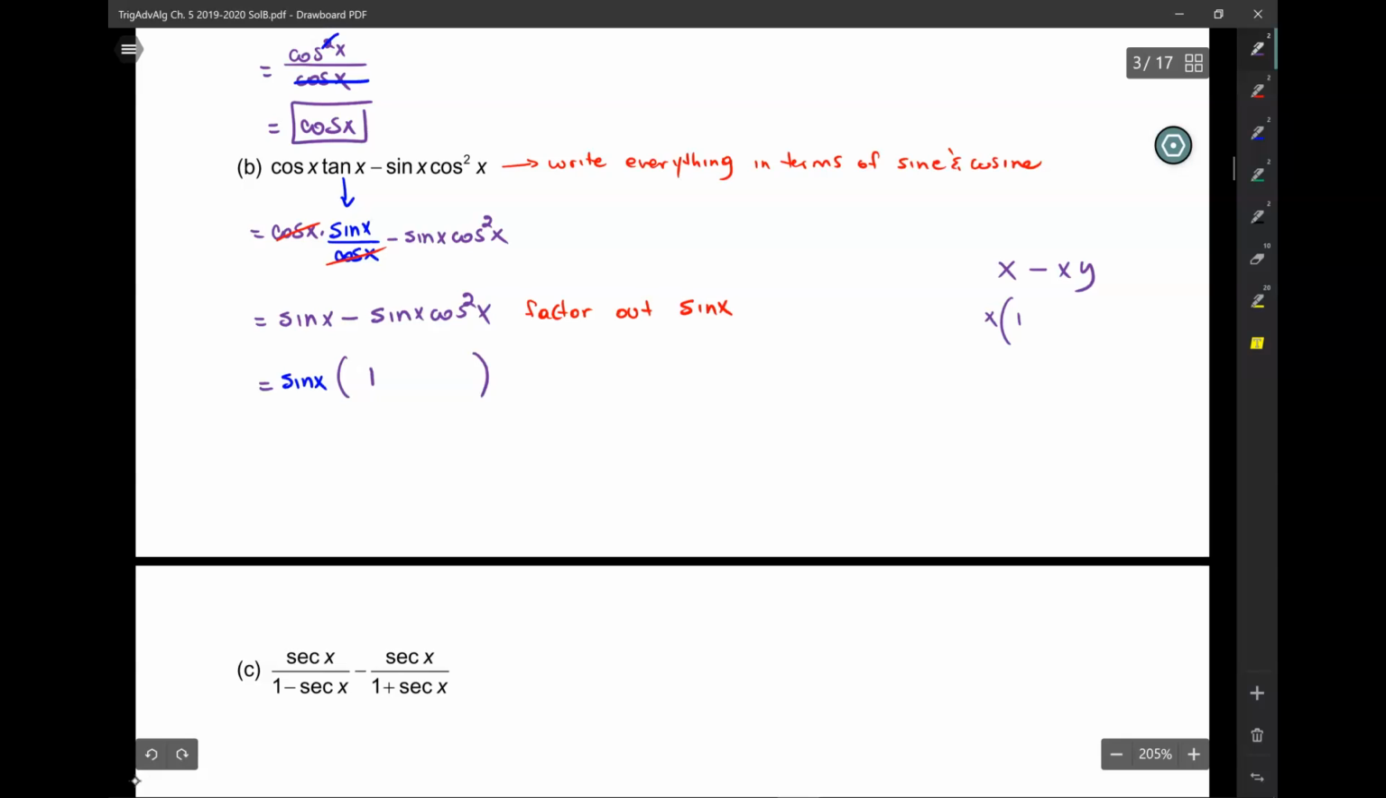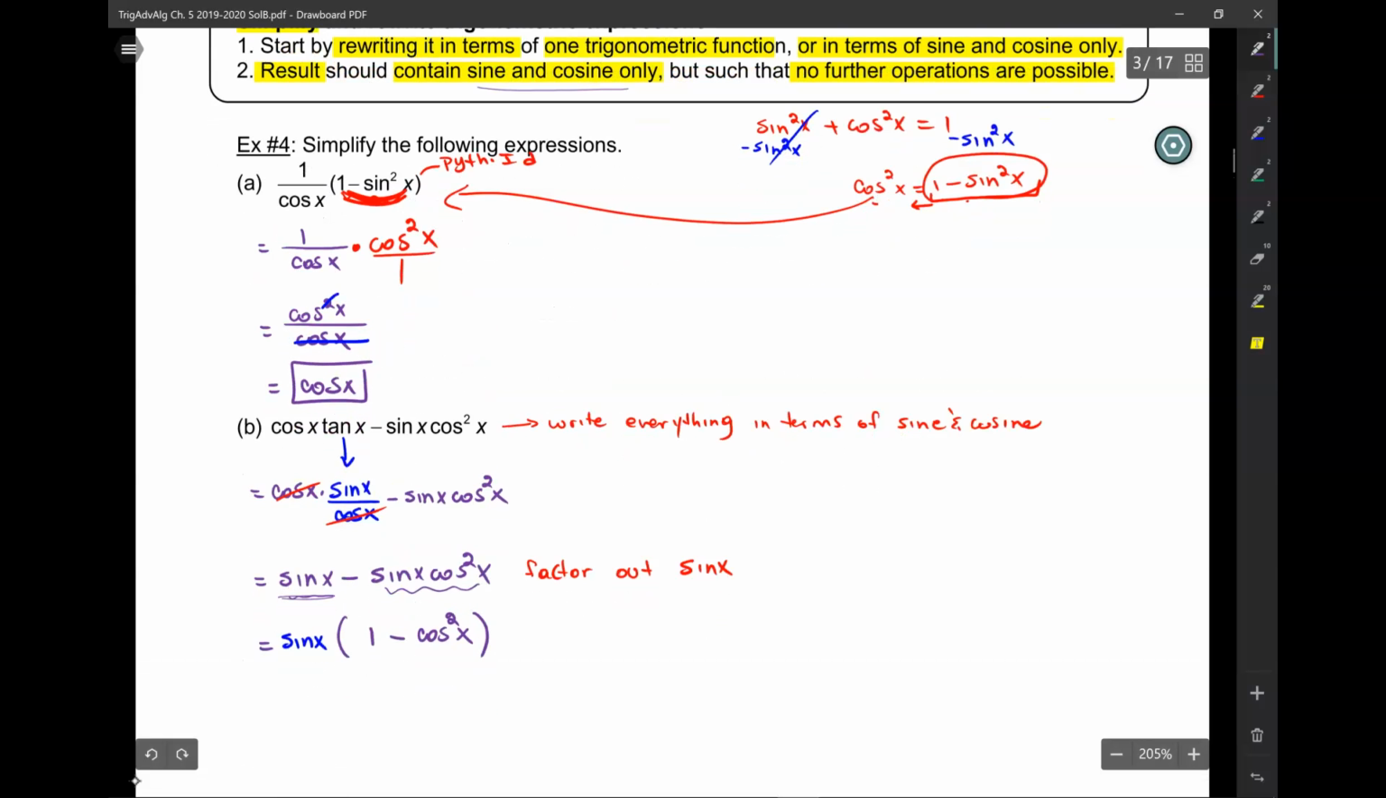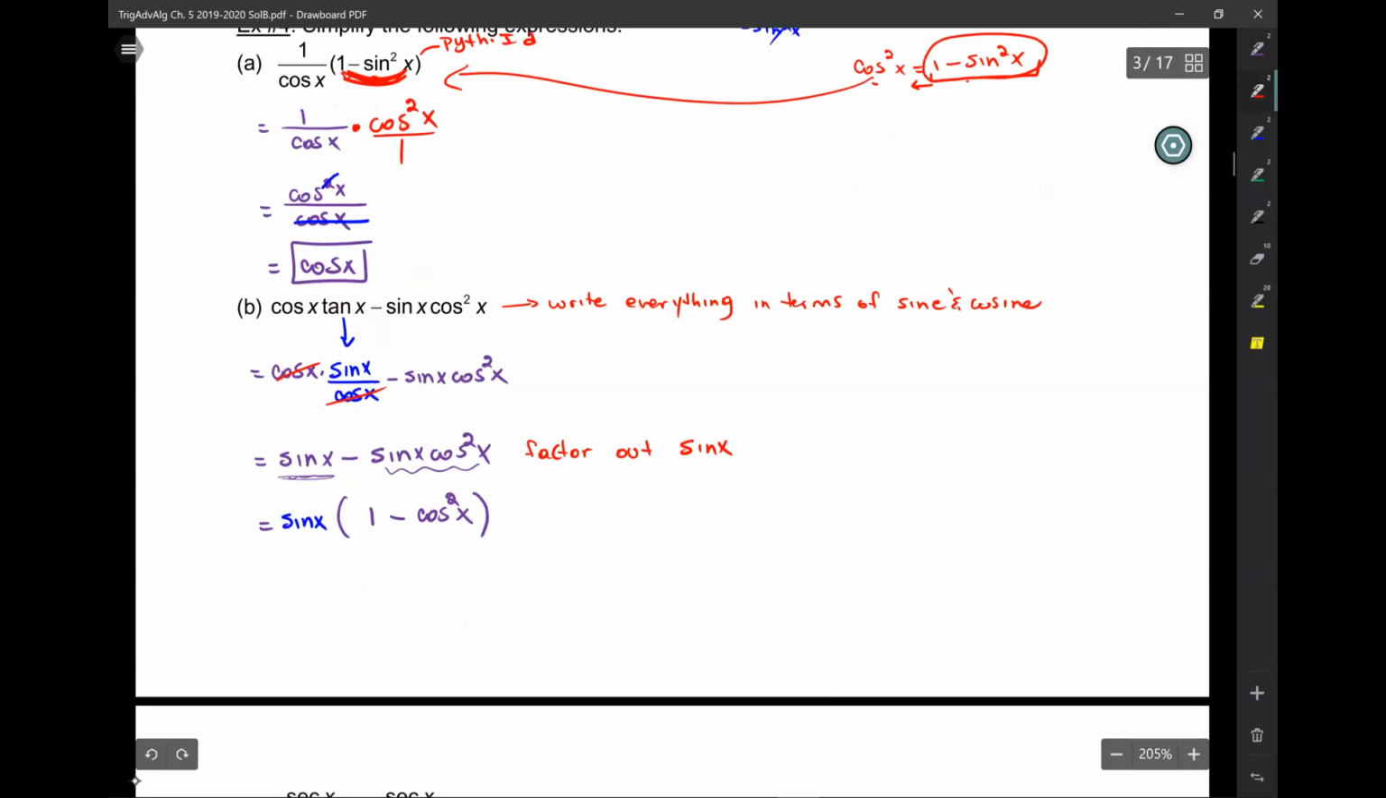Okay, so here I'm factoring out a sine x. So when I factor out a sine x from here, what do I have left? 1. Minus, from here, if I take out the sine, what do I have left? Cosine squared x. Now, look at what I have. I have what I had up here with the 1 minus sine squared x. I have a 1 in conjunction with a trig function squared. When I have a 1 in conjunction with a trig function squared, I have to use a Pythagorean identity.